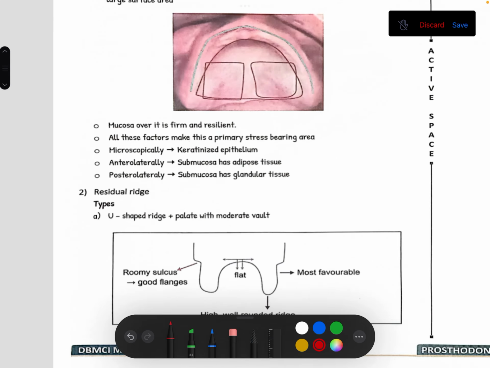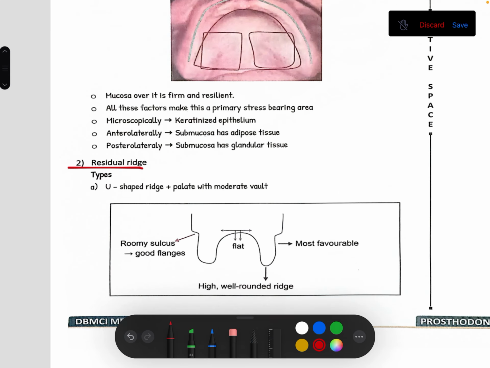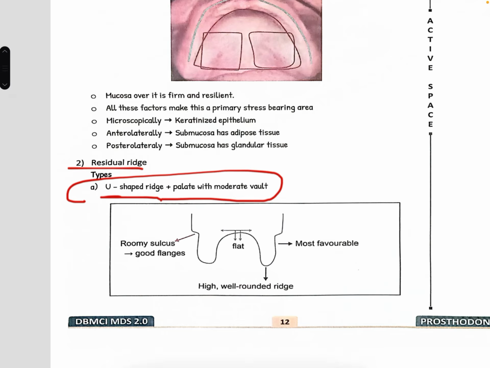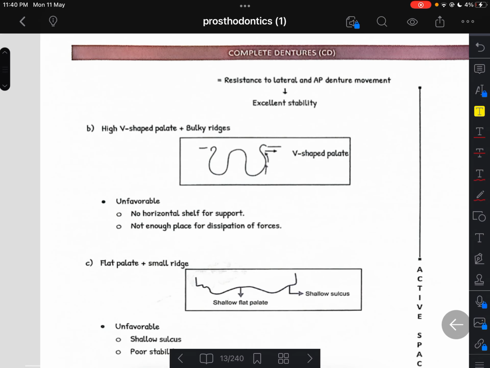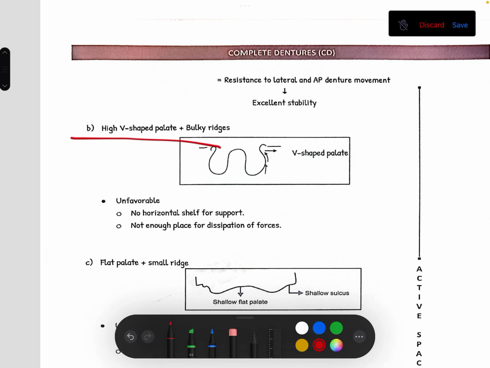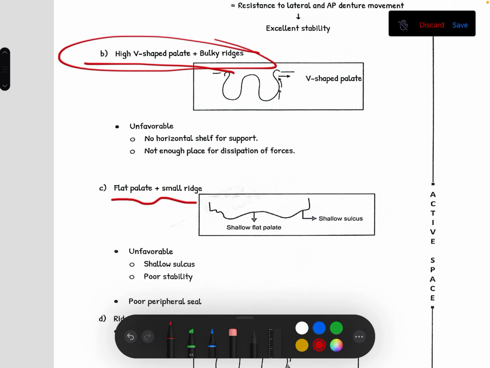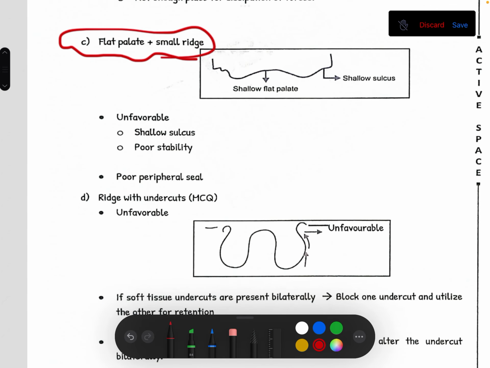Next is the residual ridge. Now, a U-shaped residual ridge plus the palate with moderate vault can give a good stress bearing area. Now, high V-shaped palate plus bulky ridges, right? So we can have bulky ridges, we can have U-shaped palate, and not flat palate with small ridges. So there are different conditions. Ridges with undercuts provide good retention.